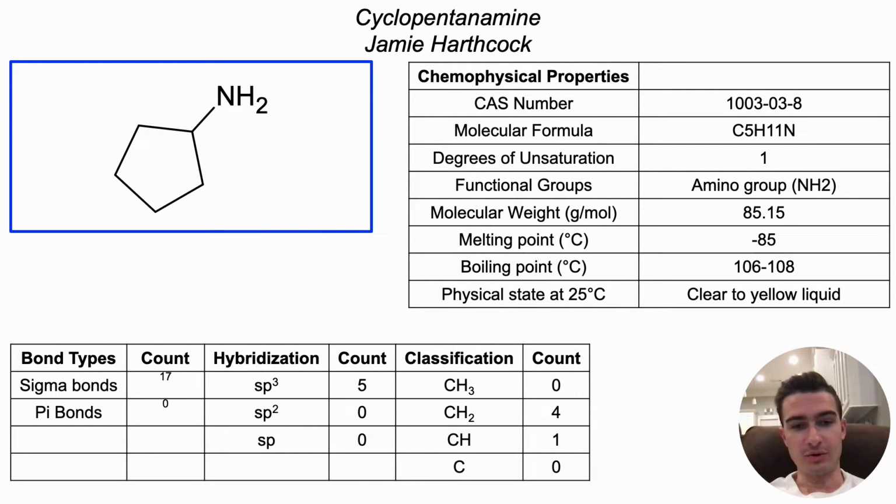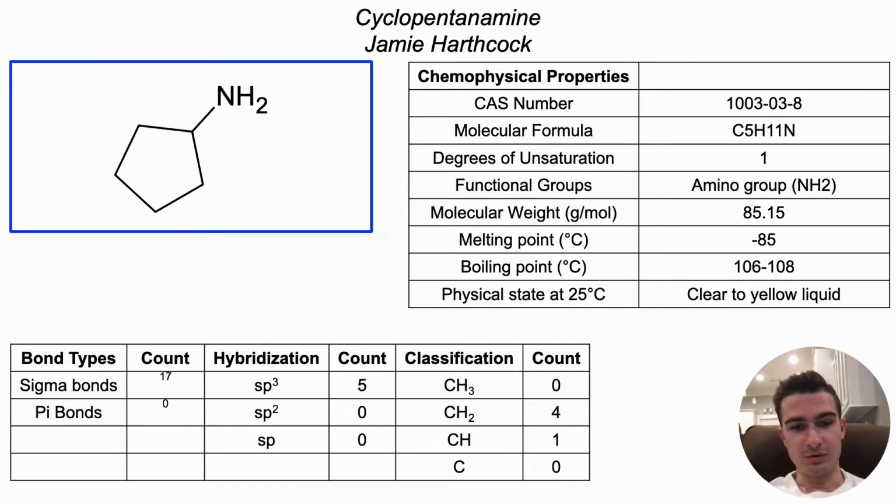All the carbons are sp3 hybridized because they are all sigma bonds. So we don't have any double bonds or triple bonds in there. We have 4 CH2 groups, 1 CH group, and I'll also explain more of that when I build it. The physical state at room temperature is a clear to yellow liquid.